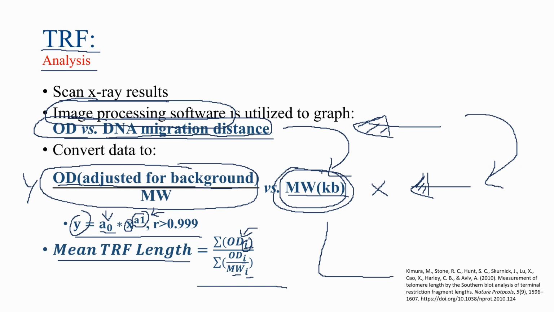At the end, you can notice here that what we end up with is an optical density value, or an optical density unit, divided by optical density over molecular weight, which is equal to optical density multiplied by molecular weight over optical density. And thus the optical densities cancel out and you end up with molecular weight only. The molecular weight which you obtain is proportional to the mean telomeric length of your sample. And this concludes this module on TRF.